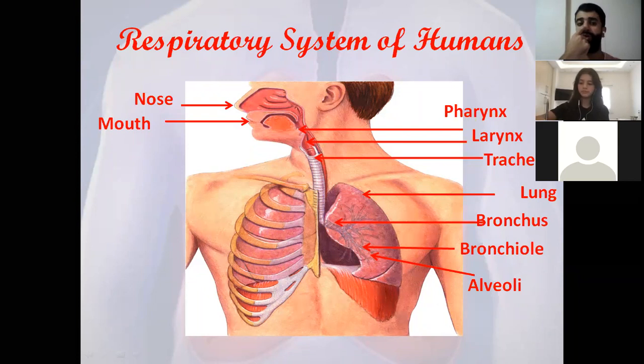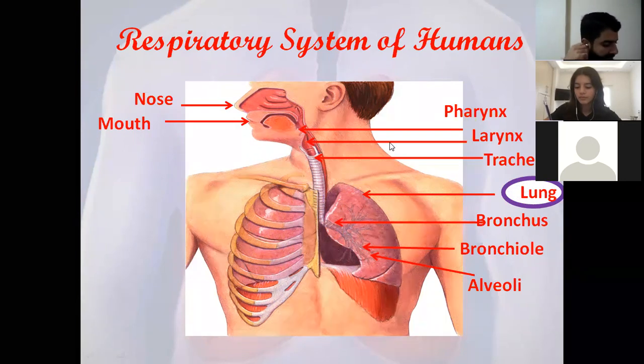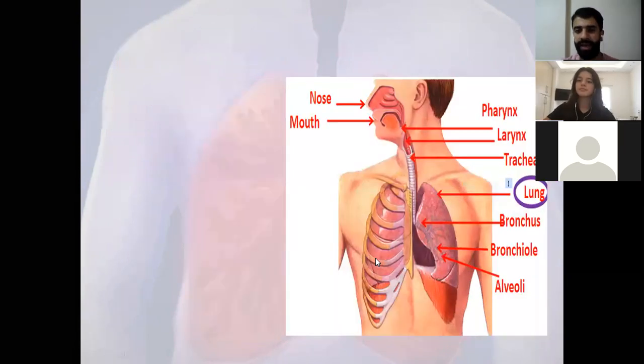As I said, we have the nose, the mouth, the pharynx, the larynx, and the trachea, which is the windpipe, here in white in color, this one. Also we have the lungs, which is the most important organ inside the respiratory system. And then we have the bronchus, the bronchioles, and finally the alveoli. The bronchus are the branches here. The bronchioles are the smaller branches, and the smallest parts, the air sacs that contain the air, are called the alveoli.